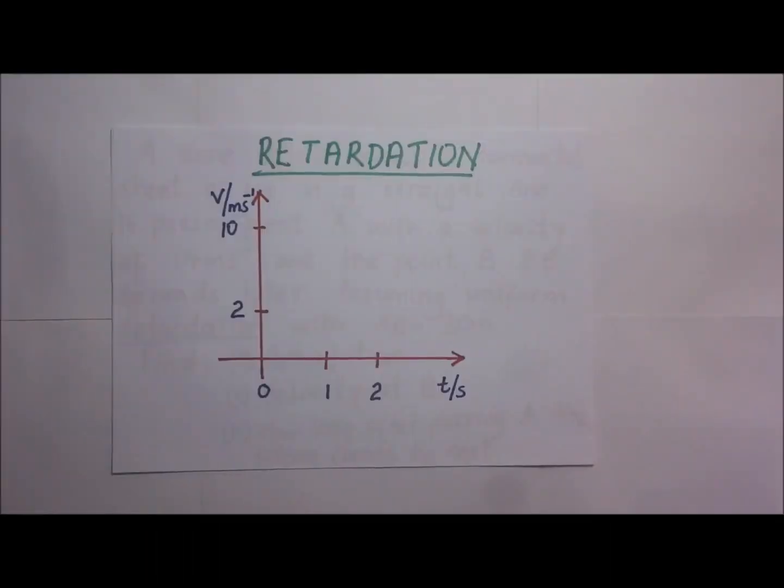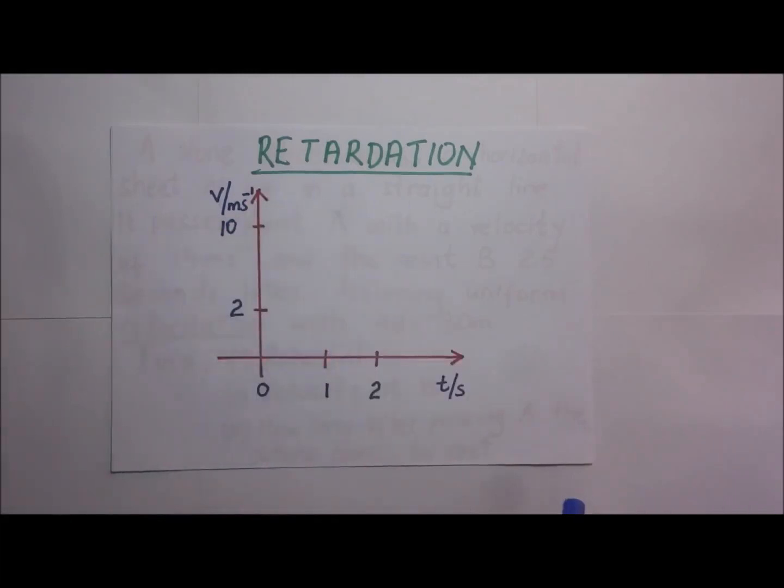In this video, I'm going to explain the concept of retardation. We're going to plot a graph that is going to represent retardation. The other word for retardation is negative acceleration, or call it deceleration. Let's take a case in point.